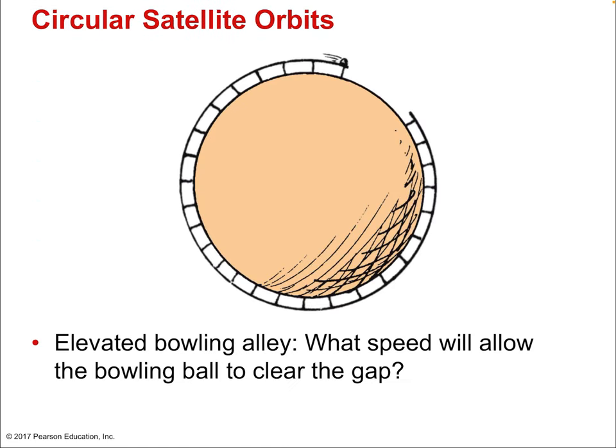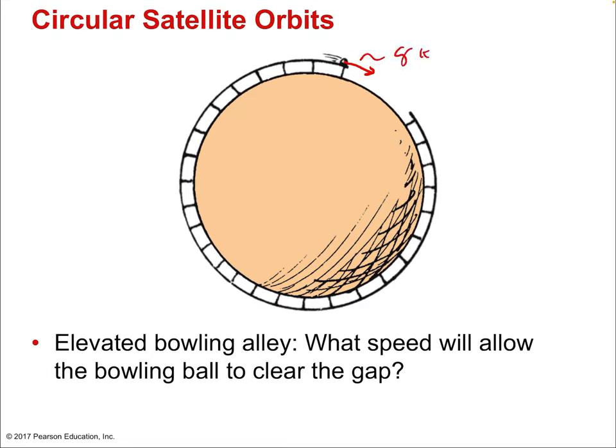That's the idea. So imagine that you had an elevated bowling alley. What speed would allow the bowling ball to clear the gap? How fast would it be going right here, as it curves downward and matches the curve of the Earth? Well, it depends how high your elevated bowling alley is. But if we assume the elevation here is small, then we know it's about 8,000 meters per second.